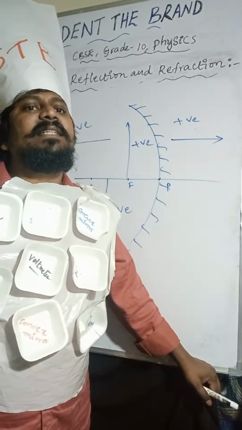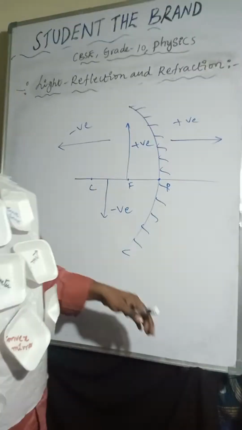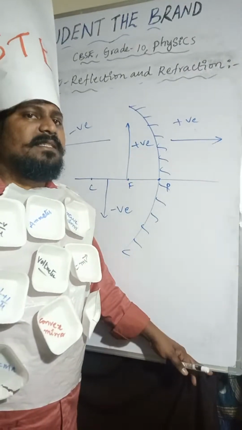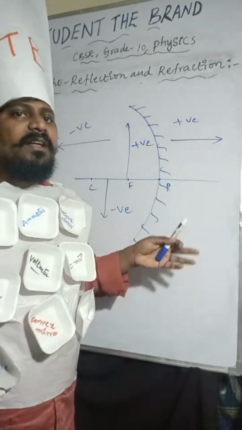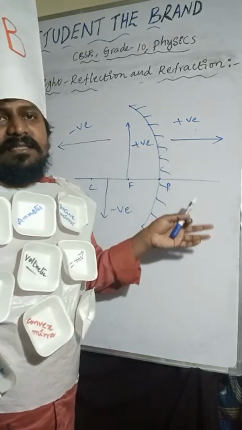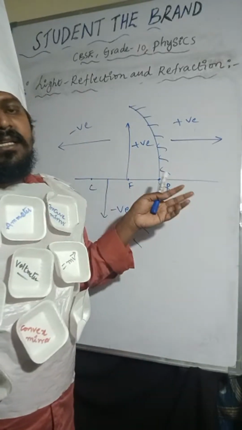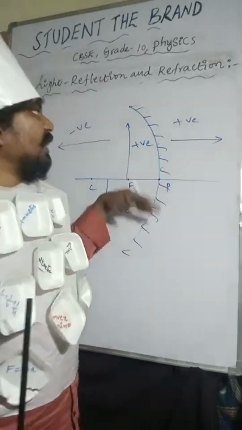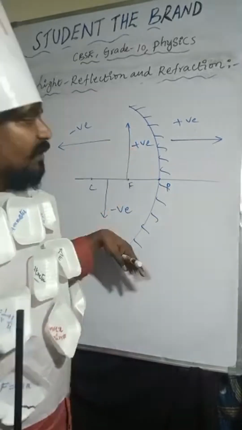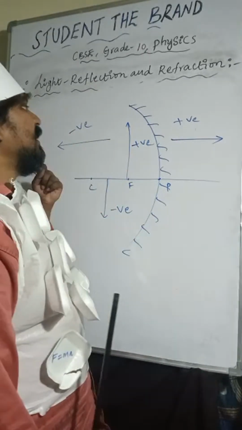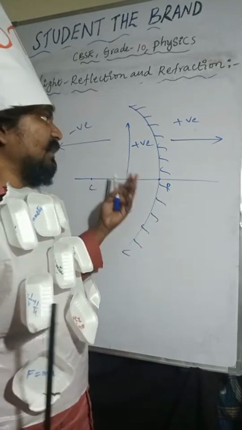So new Cartesian sign convention, new Cartesian sign convention, all distance are measured from the pole. Distance are positive along the instant trace. Distance are negative opposite to instant trace. Distance are positive above the principal axis. Distance are negative below the principal axis. New Cartesian sign convention. New Cartesian sign convention.